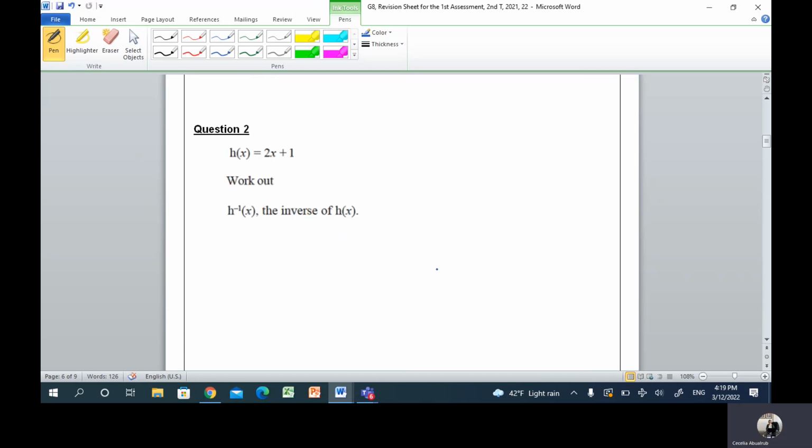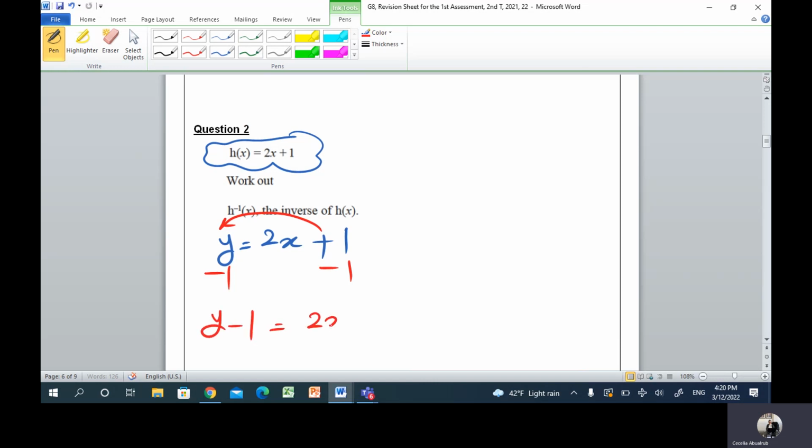Here it's about finding the inverse function, and the first step, as we learned, this is the equation that they're given to us. So replace the h of x with y is equal to 2x plus 1. Make x the subject by applying opposite operation. So you're going to say minus 1, or send the plus 1 to the other side of the equal. So it will be y minus 1 is equal to 2x.